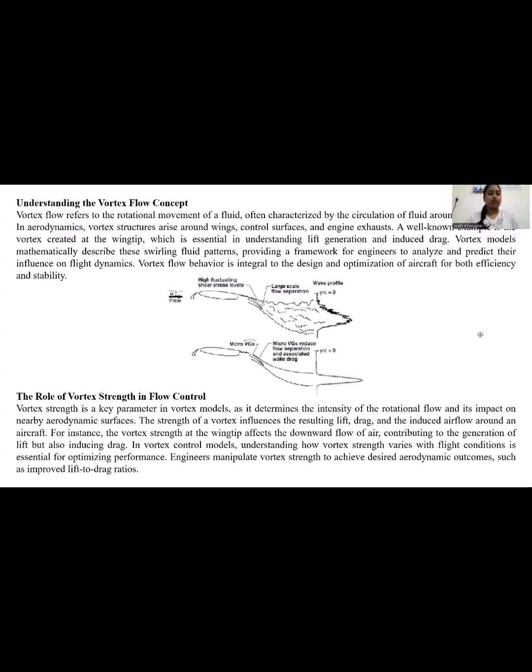The role of vortex strength in flow control. Vortex strength is a key parameter in the vortex model as it determines the intensity of a rotational flow and its impact on nearby aerodynamic surfaces. The strength of a vortex influences the resulting lift, drag, and the induced airflow around an aircraft. For instance, vortex strength at the wingtip affects the downward flow of air, contributing to the generation of lift, but also introducing drag in the vortex control model.